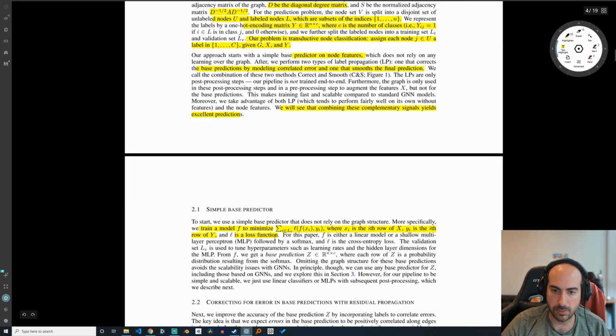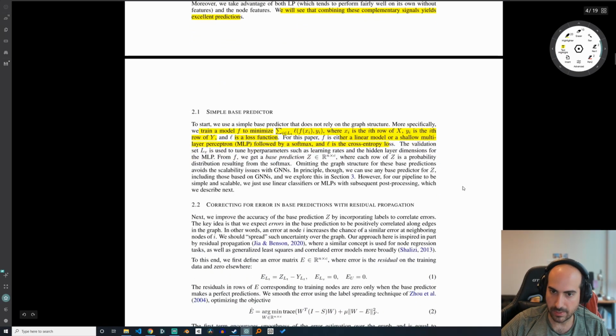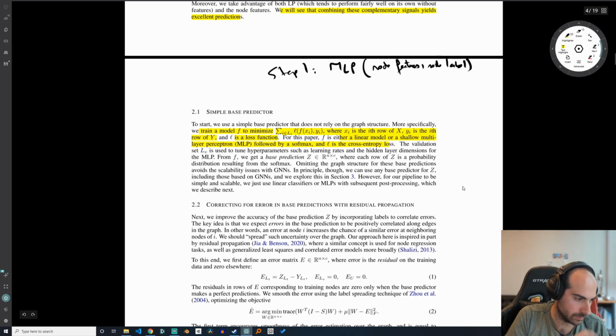And so okay, we basically learn this MLP. So it's either a linear model or a shallow multi-layer perceptron followed by a softmax. And then we get the base prediction, where for each row we get a new base prediction. Okay, so let's just simplify this a bit. Basically, step one is an MLP from node features to node label, right? So this is typical supervised learning.